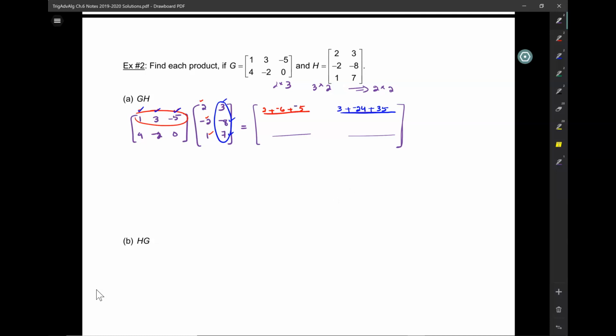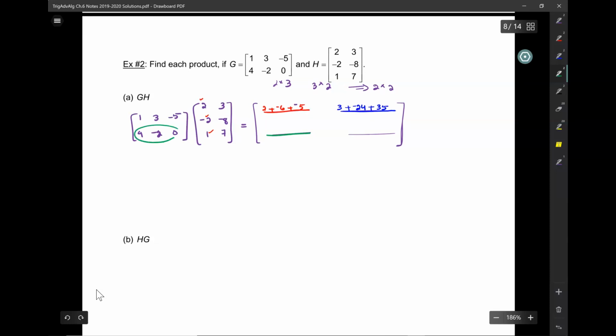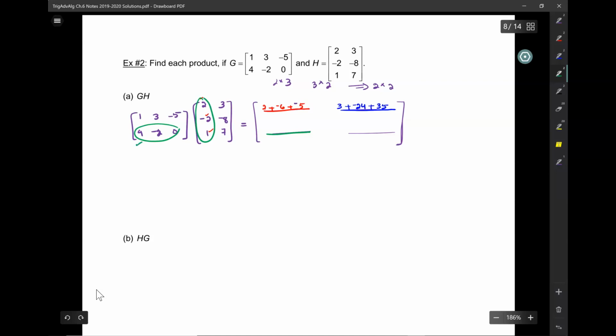Okay, next we're going to move down here. Let's erase these markings. All right, so we're going to move here. This is row 2, column 1. So I take row 2 and I take column 1. First one with first one, 4 times 2 is 8. Plus second one with second one, negative 2 times negative 2 is 4. 0 times 1 is 0.